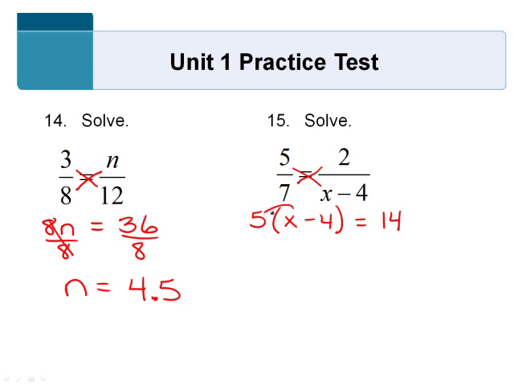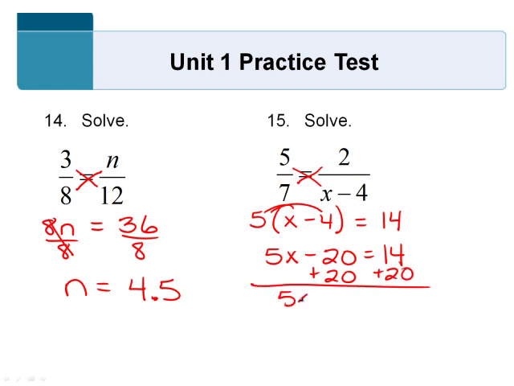So now our next step is to distribute the 5. So that's going to give you 5x minus 20 equals 14. And now we need to add 20, get rid of that 20. So 5x comes down, the 20s are gone, and it equals 34. Ugh, this is going to be icky. So divide by 5 on both sides, and you just end up with an improper fraction. So 34 over 5, and that's your answer. Okay?